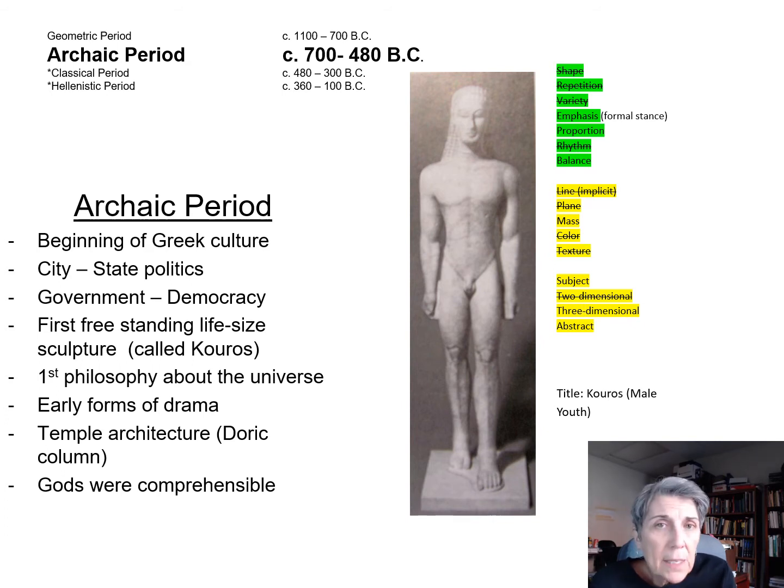You have freestanding sculpture, like the Kouros. And then you have these first ideas about the universe. It's pre-scientific. You've got some early drama taking place, and we already know their gods are comprehensible, and they've got some early architecture with Doric columns. So that's an example.